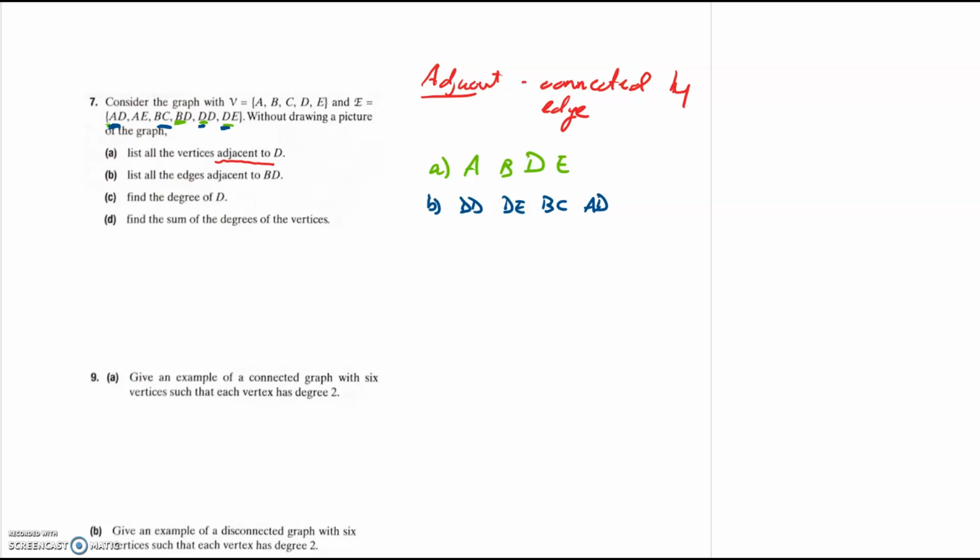Part C, it says find the degree of D. So the degree of D means how many edges here do I have listed that have a D in them. So I have 1, 2, 3, 4, but remember this one is an extra because it goes out and comes back into itself. So the degree of D here, without drawing a picture, is 5.